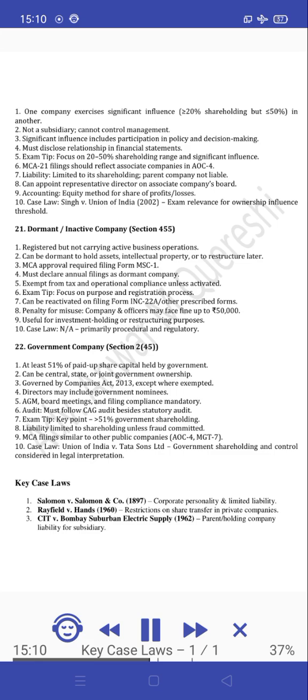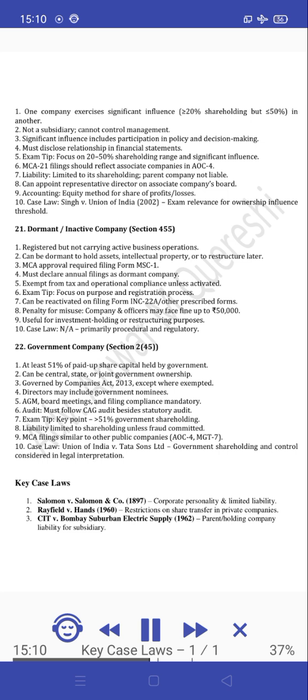7. Exam tip, key point: greater than 51% government shareholding. 8. Liability limited to shareholding unless fraud committed. 9. MCA filings similar to other public companies: AOC 4, MGT 7. 10. Case law: Union of India v. Tata Sons Limited. Government shareholding and control considered in legal interpretation.